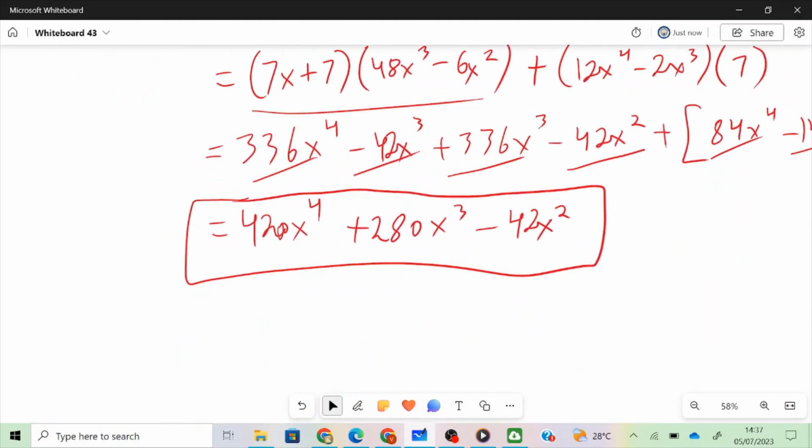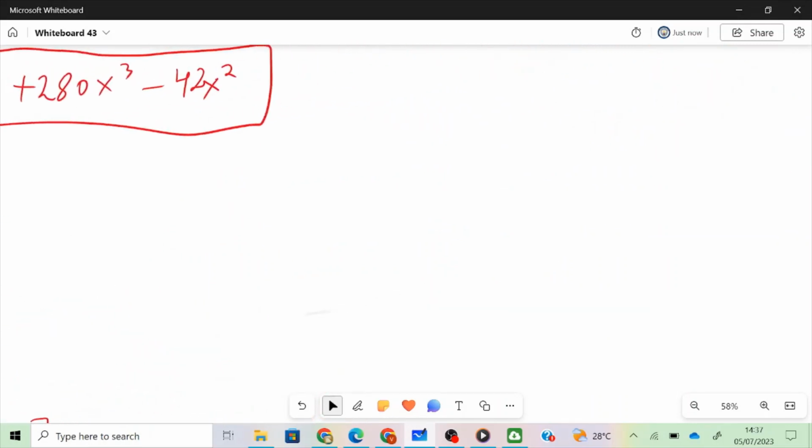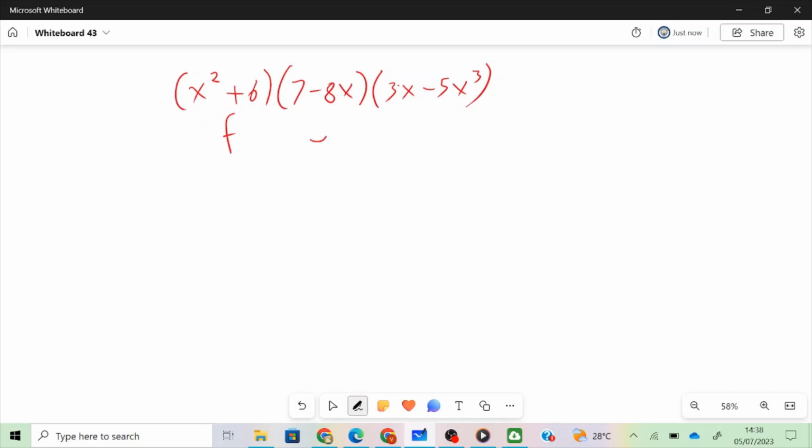So that was for that, and one final example for today that I'll be going through is the one that has 3 functions involved. We have to find the derivative of x squared plus 6 into 7 minus 8x into 3x minus 5x cubed. Right, so it asks us to find the derivative of this function and leave it in an unsimplified form. So let's say this is our f, this is our g, this is our h.